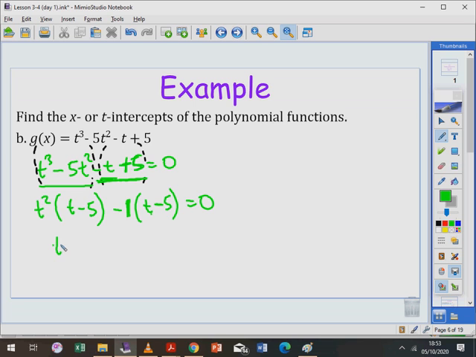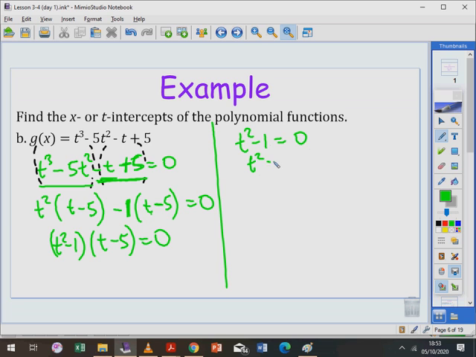So by grouping, I have t squared minus 1, and then t minus 5, all equal to 0. Again, I can solve by equating each of these parentheses to 0. So if t squared minus 1 is equal to 0, that means t squared is equal to 1. That means t is plus or minus 1. And the second one, if t minus 5 is equal to 0, the 5 moves over, so that means t is equal to 5.